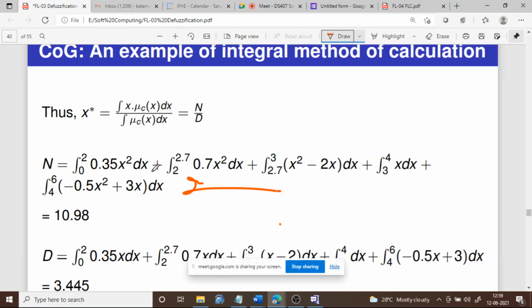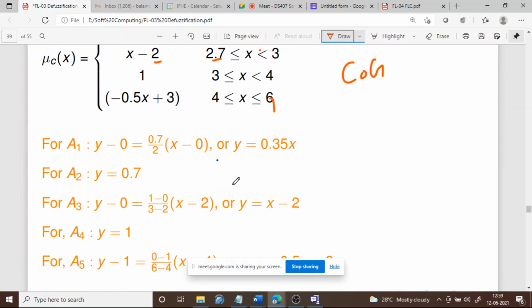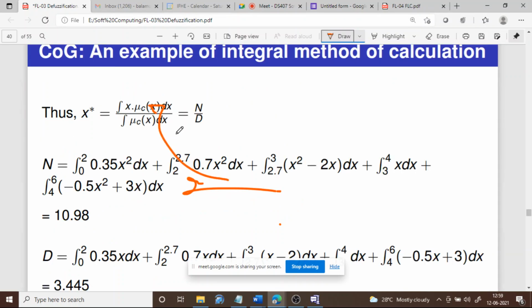This is the numerator part and this is the denominator part. Here we are writing the numerator part alone. So 0.35 x squared. Why does this x squared come? Because here it is 0.35x, and as per the formula you have to multiply another x, because it is x into the membership function into dx. The membership function is 0.35x, but apart from that you have another x, so you get x squared dx.